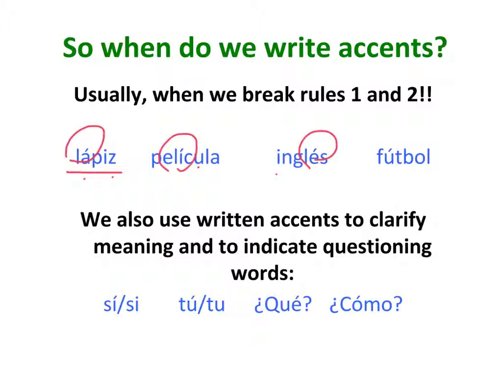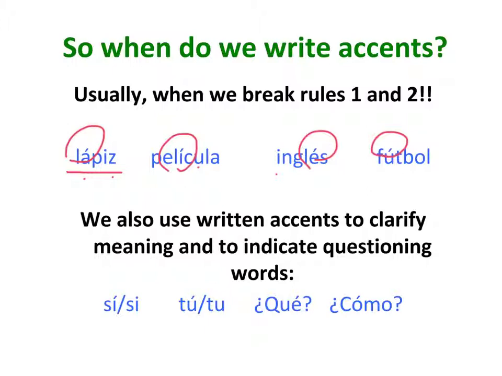Another example is fútbol. It ends in a consonant other than N or S, so it should be a rule 2 word, which would leave us saying futbol, with the stress on the last syllable. Futbol is an exciting word, isn't it? It sounds kind of German, but that's not how we say it in Español. In Español, we break the rule and say fútbol. So the accent mark has to be written in.